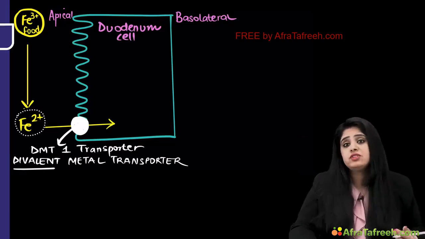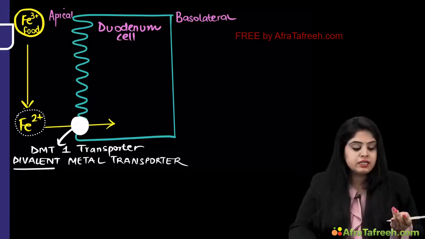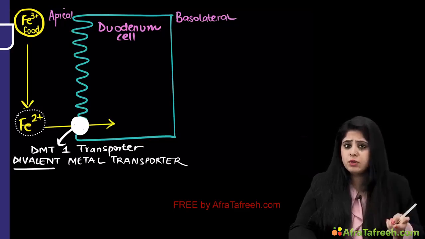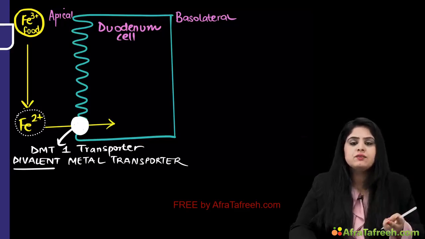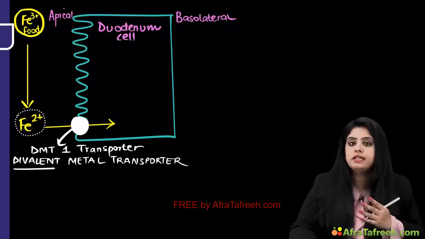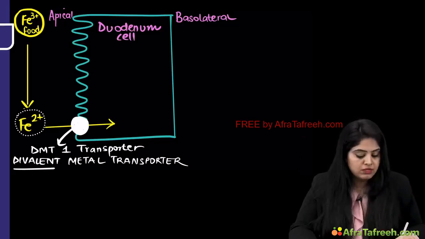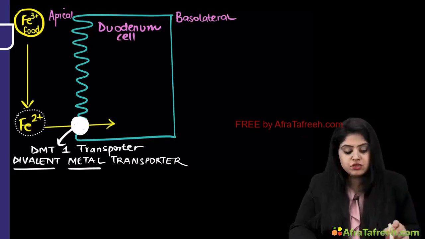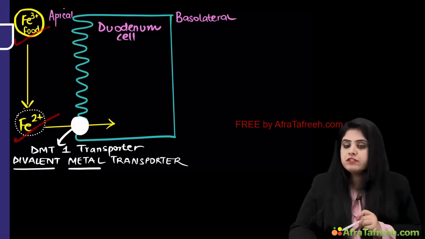That is why I have to change it. It will allow everything with 2 valency. It can allow magnesium, which has 2 valencies. Manganese has 2 valencies. Copper can also have 2 valencies. Iron can have 2 valencies. Everything with 2 will go via DMT. It will allow all the metals with two valencies to pass through it. So now you understand the reason for changing your Fe3+ from food into Fe2+.